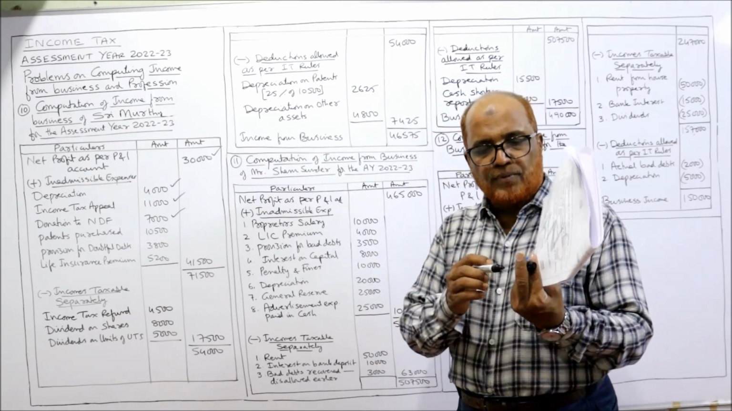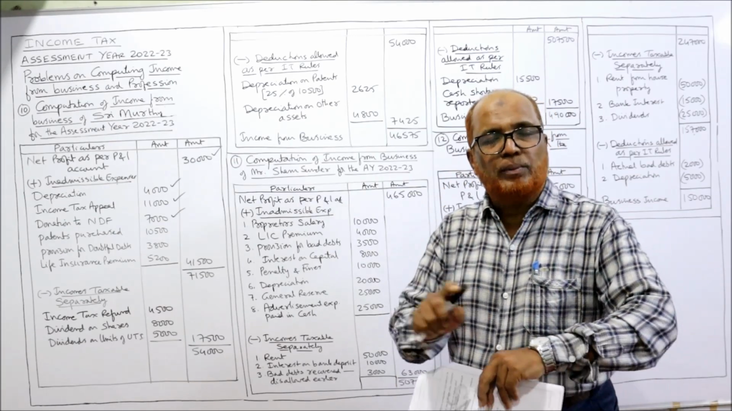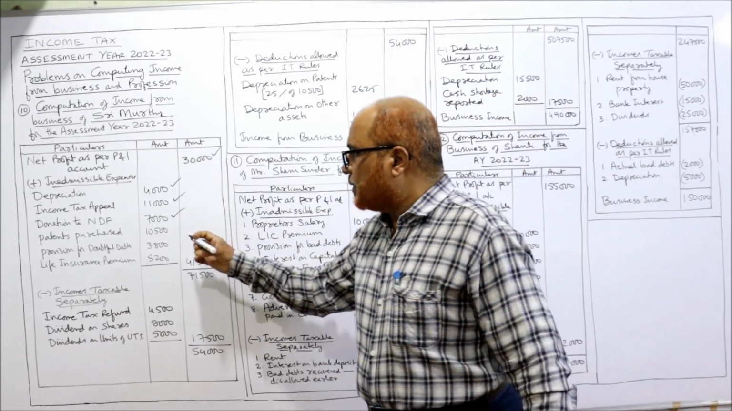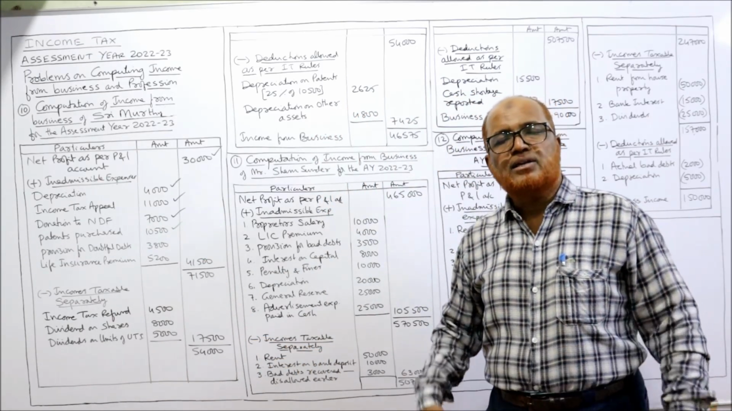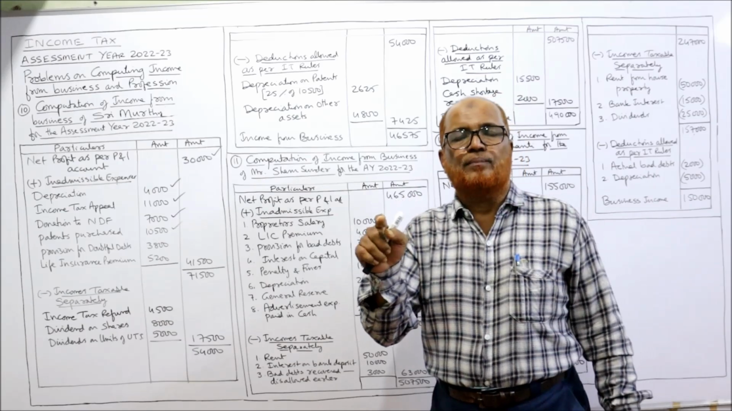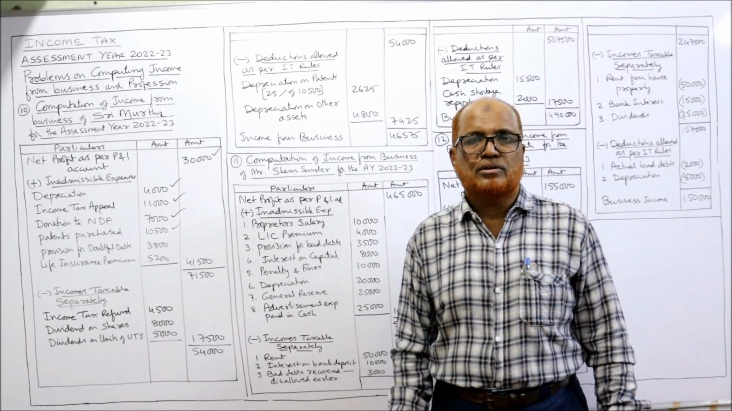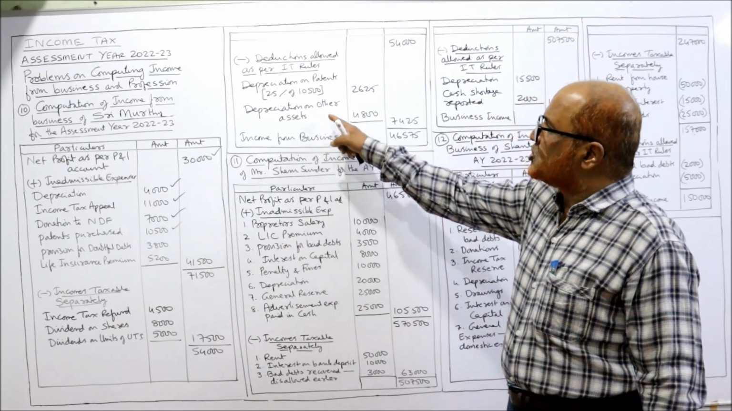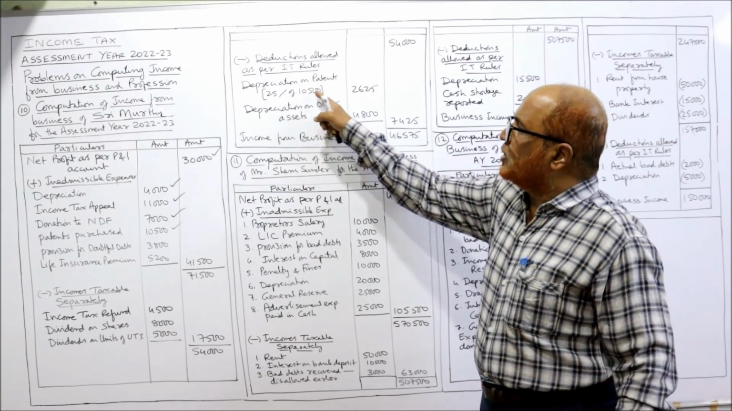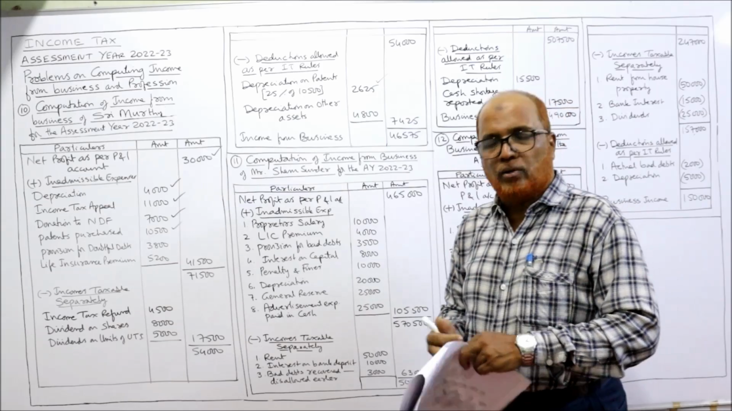Patents purchased. For patents purchased, it is a capital expenditure. It will be disallowed. So patents purchased 10,500 disallowed. But Income Tax Act will allow depreciation at the rate of 25% on patent purchased. So on this 10,500, 25% depreciation allowed. See here, depreciation on patents, 25% of 10,500, 2,625 allowed.